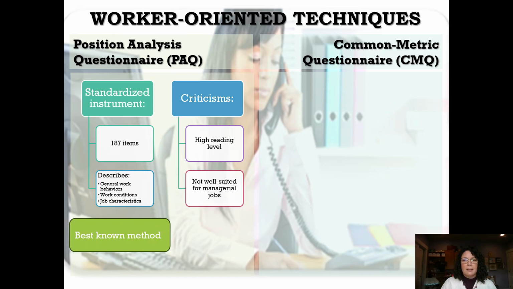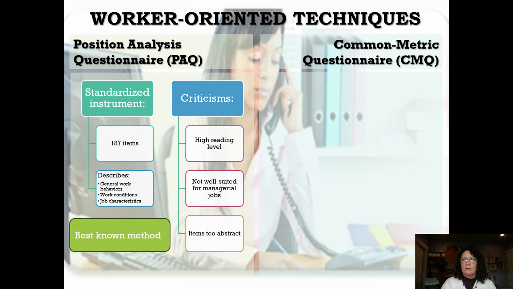And it's not well suited if what you're trying to describe is a managerial job. The questions that are on the list are not appropriate for managerial jobs. So it's more for jobs that are going to be managed than managers. A lot of the items are too abstract.